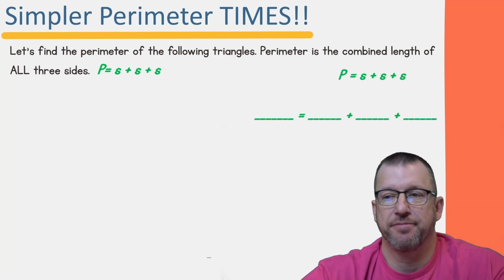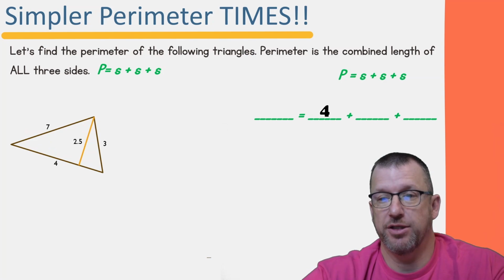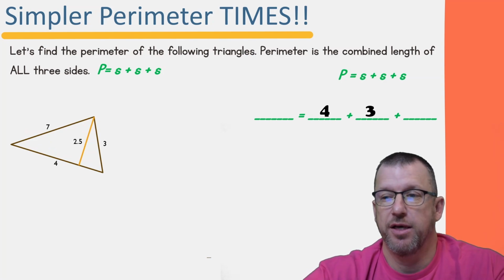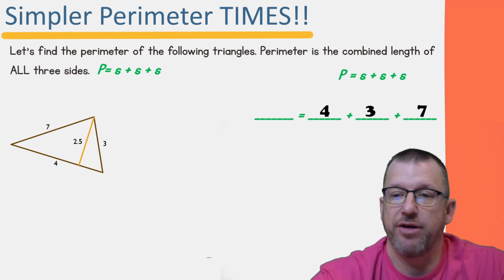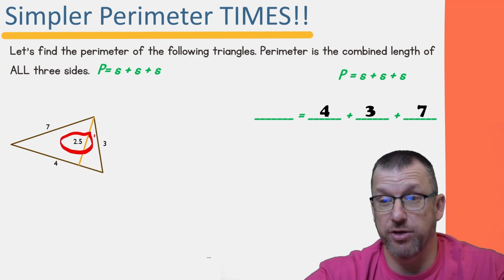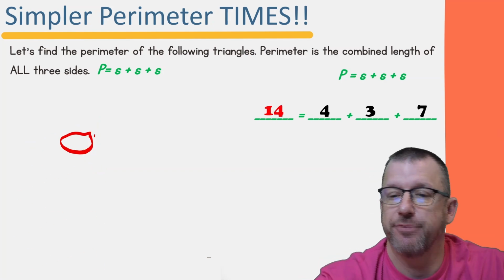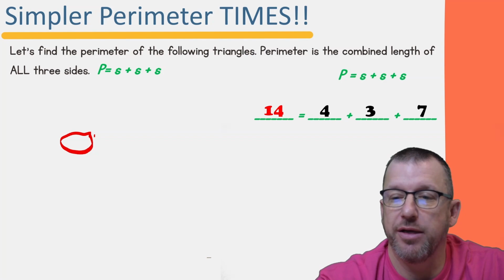Okay, so now perimeter. Way simpler. Okay, perimeter just means side plus side plus side, because it's a 3-sided shape. Find a side, add it to the other side, add it to the other side. So we just plug in the sides. Here we got 4, and we got 3, and we got 7. Notice that I did not add that 2.5 in there because that's not a side of a triangle. That is the height of the triangle. And when I add them up, I get 14, right?